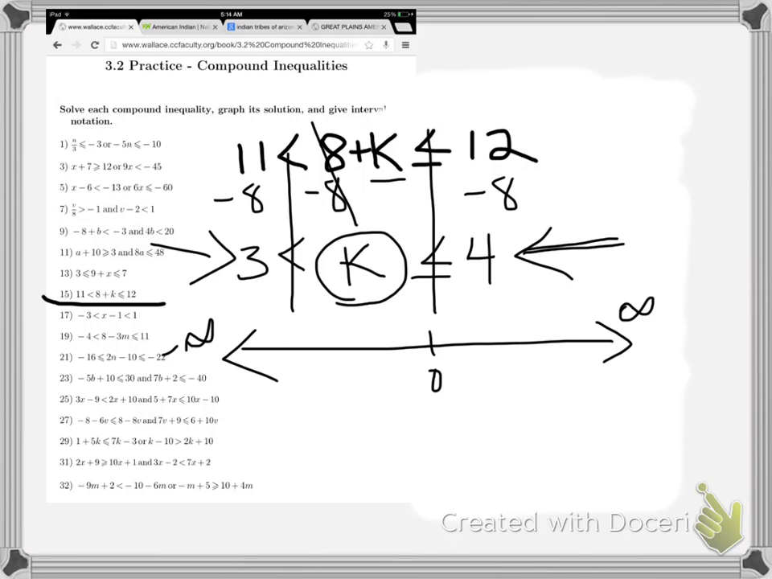So how exactly do you write this? We'll put all the players on the board. You've got a 3 and a 4.